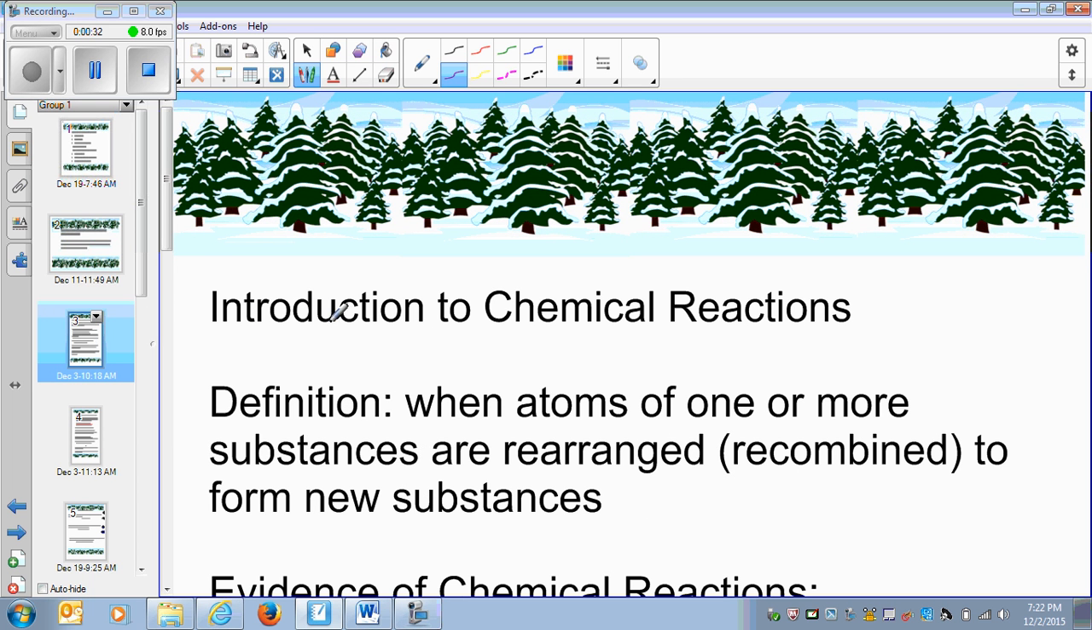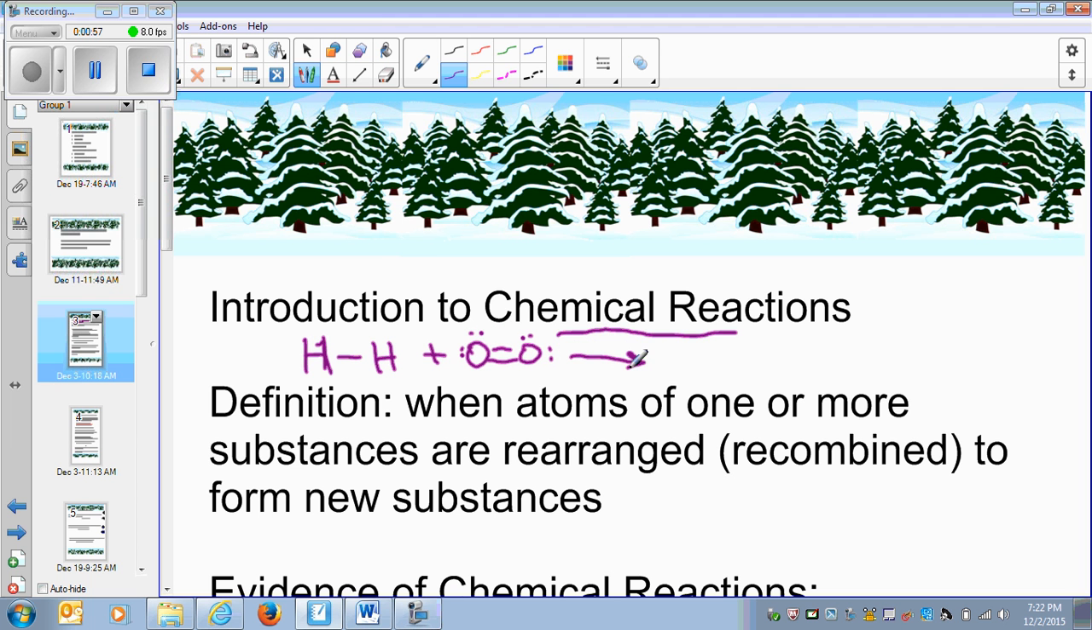So let's talk about what a chemical reaction is before we talk about types of chemical reactions. Definition: when atoms of one or more substances are rearranged or recombined to form a new substance. For example, we just did Lewis dot diagrams in the previous unit. So you have hydrogen plus you have oxygen.